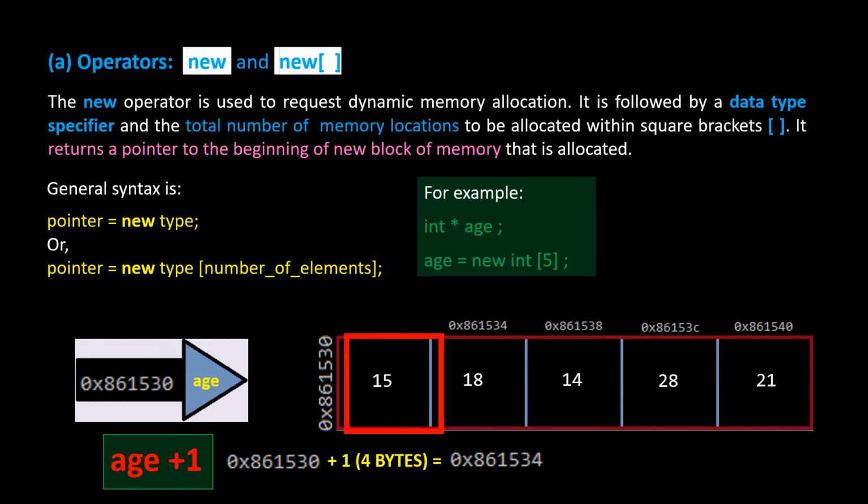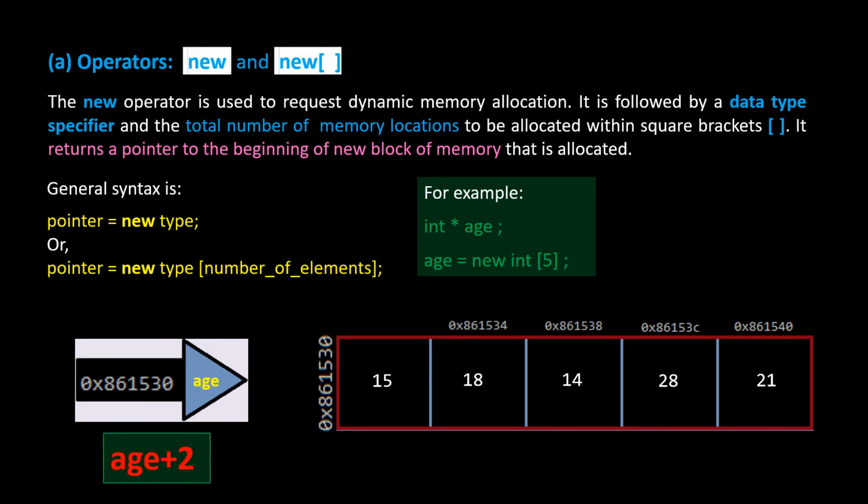So age plus 2 would point to the third element of the array, and age plus 3 would point to fourth element. Let's assume that the pointer is pointing to age plus 2. So it's in the third element. Now, age plus 2 minus 1 would simply mean, go backwards by 1 memory block, or by 4 bytes in this case. Pointer arithmetic is just as clear and easy as this.